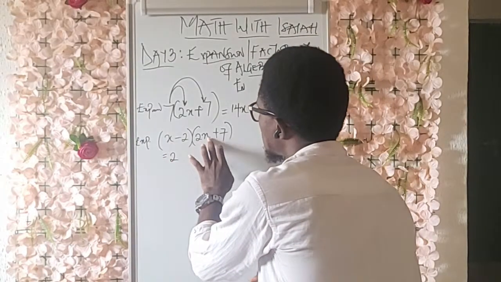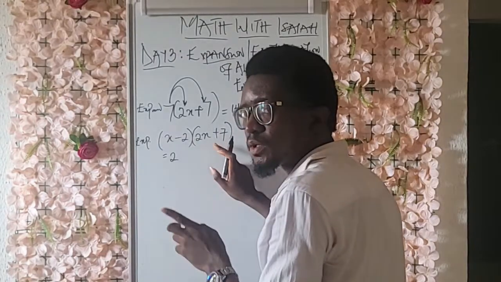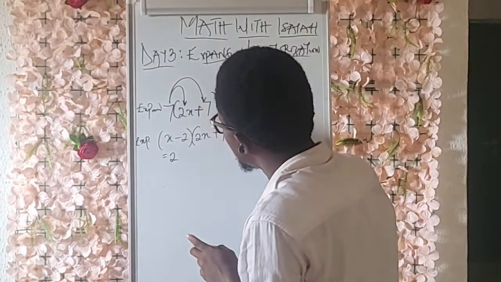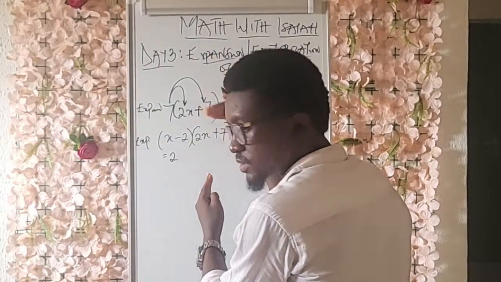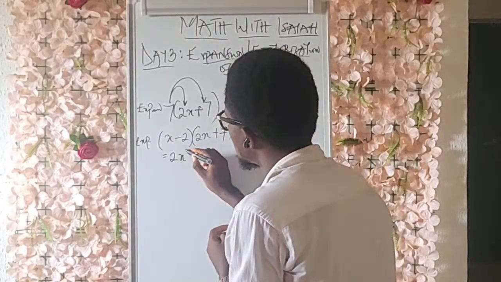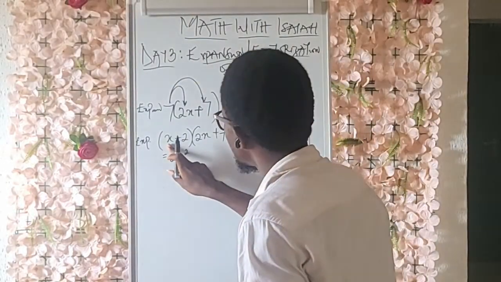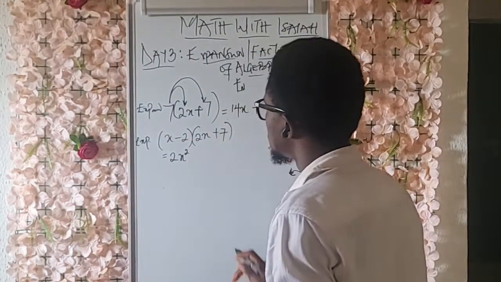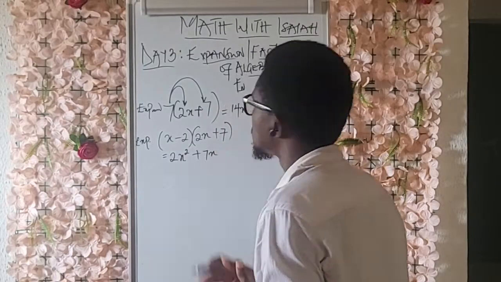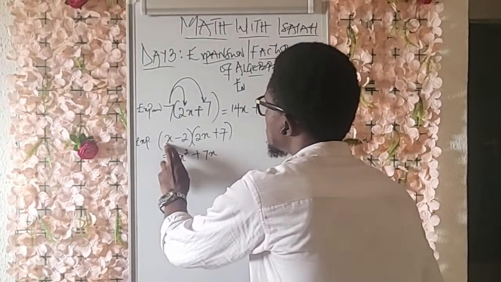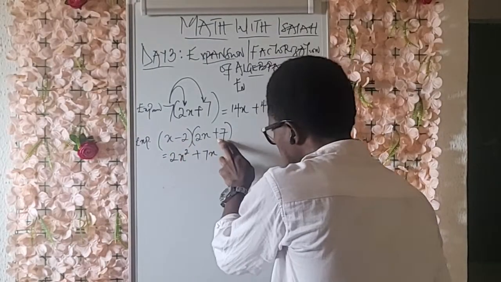Now x times x. We have the same base, so you have an invisible power of 1. There is 1 here, there is 1 here. Pick one of the x's. 1 plus 1, you have x raised to power 2. I hope you understand. Now x times 7. There you have 7x. Now we've multiplied this and these 2. This times this, this times this.